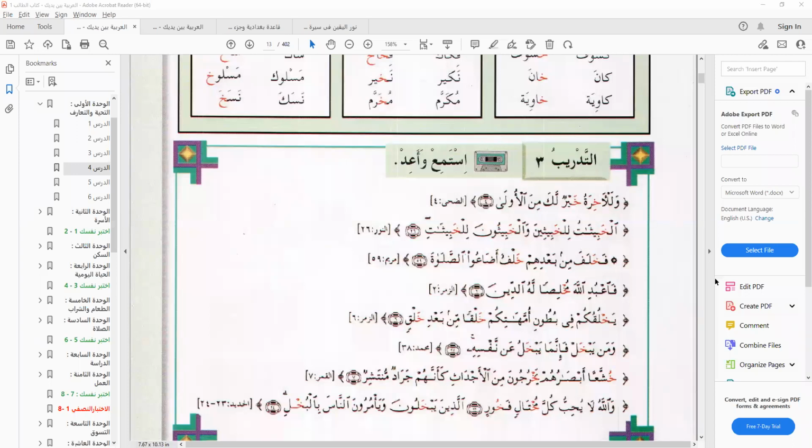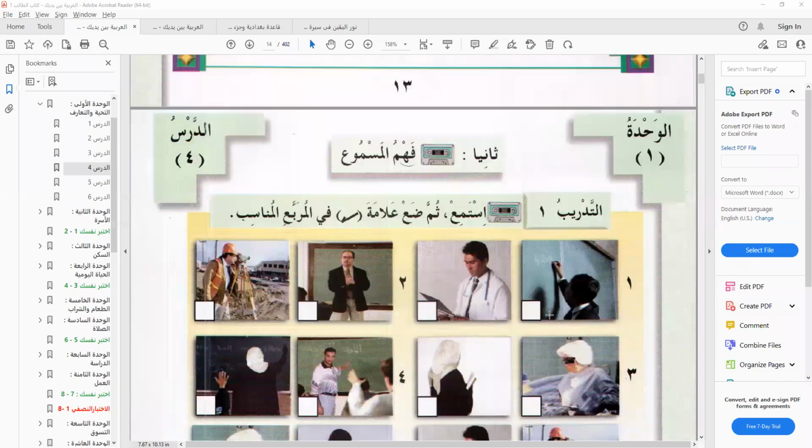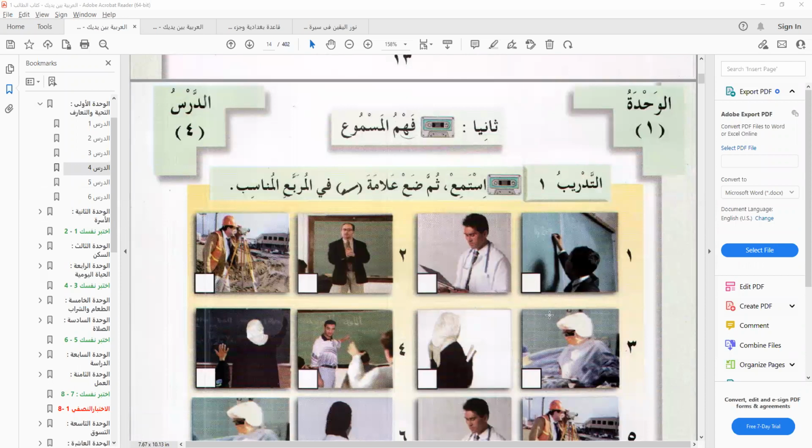So those are the verses, so you can practice them as much as you can. Then we have ثانيا فهم المسموع. So here, what is to be tested is your understanding. So I guess you have your textbook too. So I'm going to read out a few things quickly, and you're going to mark the correct box. So the instruction says, استمع, listen. ثم ضع, then place علامة الصحيح, this mark, في المربع المناسب, in the right box.